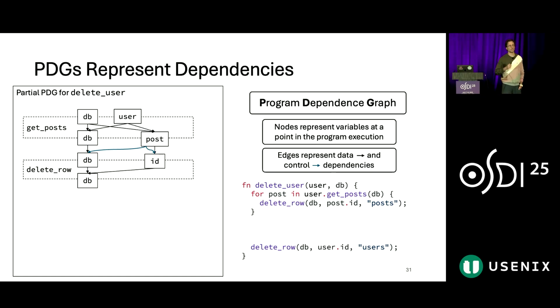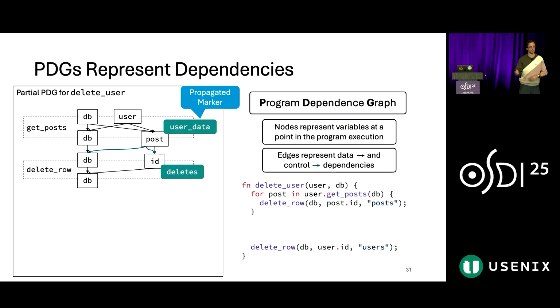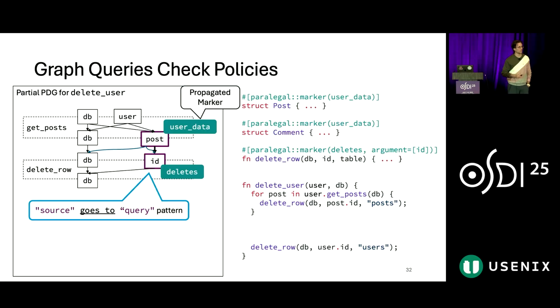Paralegal deviates from the standard PDG in one way, which is that it annotates the nodes with the markers that we talked about before, propagating those from the annotated source code elements into the graph. Now, the statement source goes to query then specifically refers to the pattern that you see highlighted now in the graph, including the path between those two marked nodes.